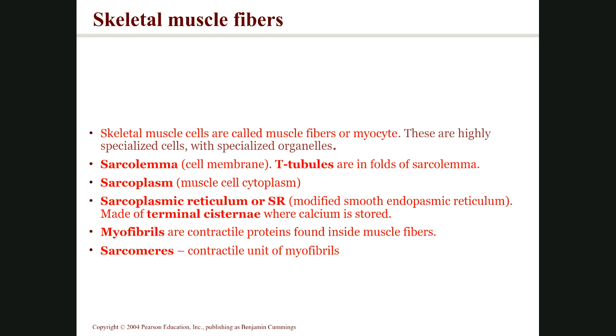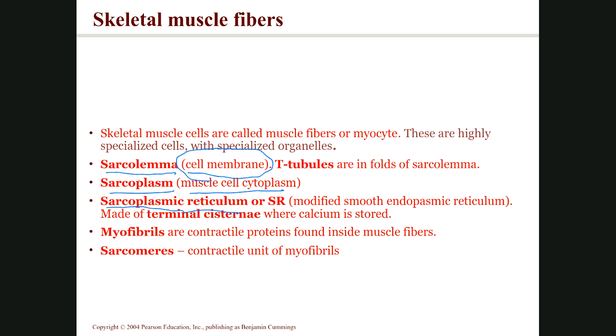First of all, the cell membrane of the skeletal muscle cell is not going to be called a cell membrane. It's going to be called sarcolemma. So you should know the sarcolemma is the cell membrane. The cytoplasm of the muscle cell is called the sarcoplasm. Sarco means flesh. Okay, so the endoplasmic reticulum of the muscle cell is called sarcoplasmic reticulum, or SR.